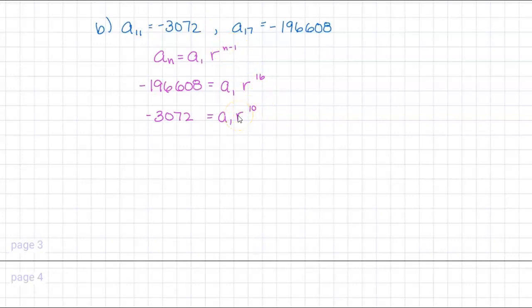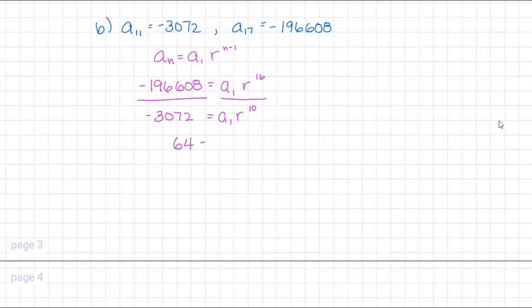Now, with these, remember, we're trying to cancel out a variable. And instead of subtracting or adding, we're going to divide these. If we divide the two equations, my a sub 1 is going to cancel out. It's going to be really nice. So I'm going to go ahead and use my calculator here. Negative 196,608 divided by 3072. Oh, that's a nice number.